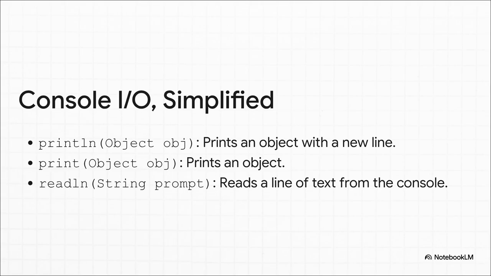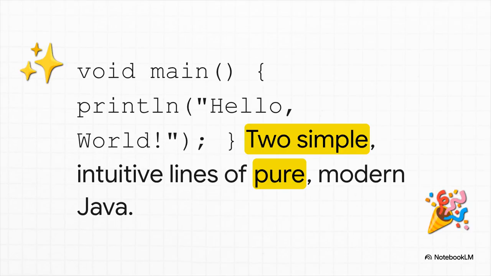And the way this works is through a new little helper class called java.io.IO. The Java platform now provides these simple, ready-to-go methods like println and print. And check this out. There's even a readln for easily getting input from the user, which used to be a huge pain. The best part? They're all automatically available. No imports required. They're just there.